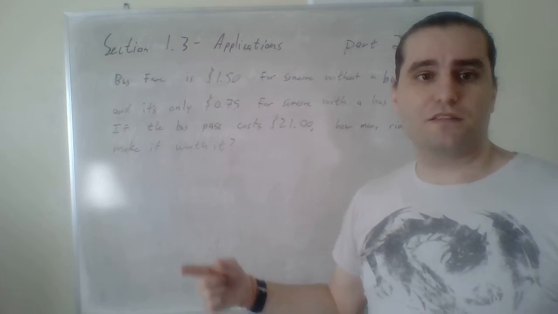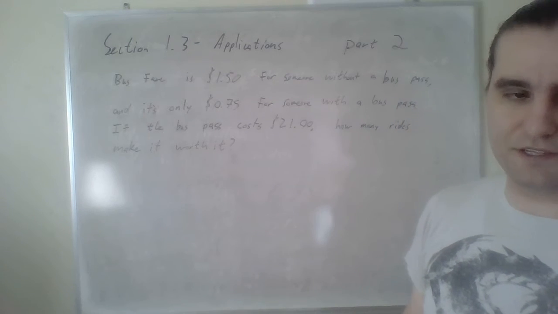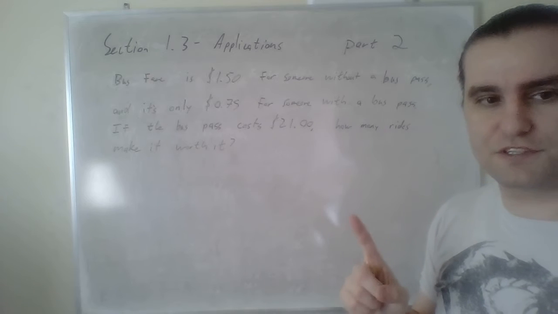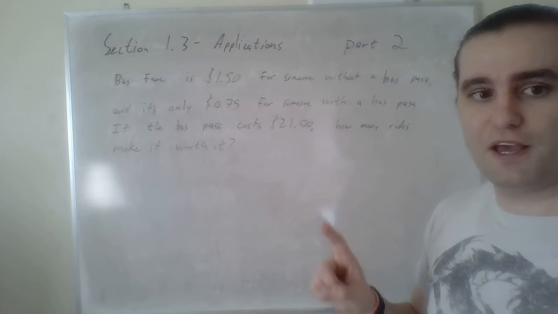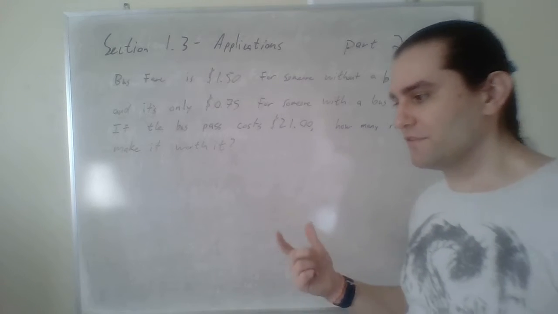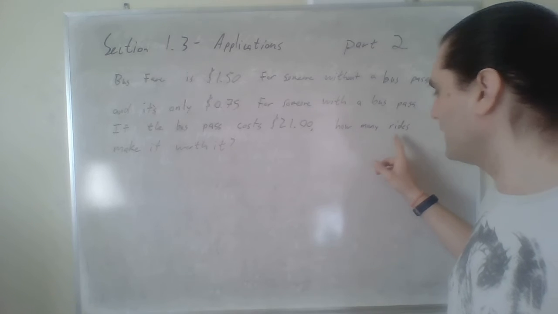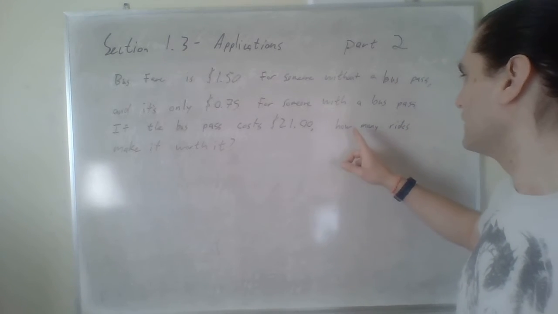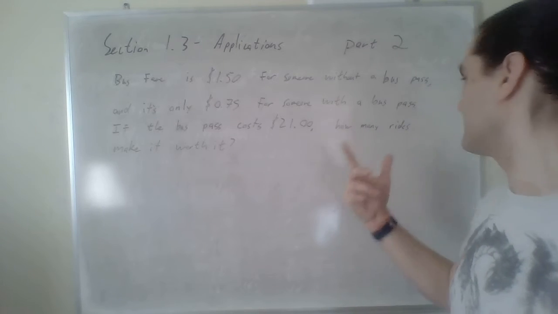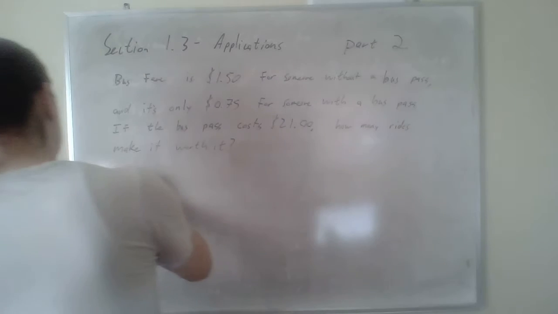So again, the general all-around strategy is the first thing you want to do is determine and label your variables. And if you're struggling to figure out what the variable should be, always look at the question statement. How many rides make it worth it? How many rides is the thing that you should be looking at to determine your variable? So I'm going to let x equal number of rides.